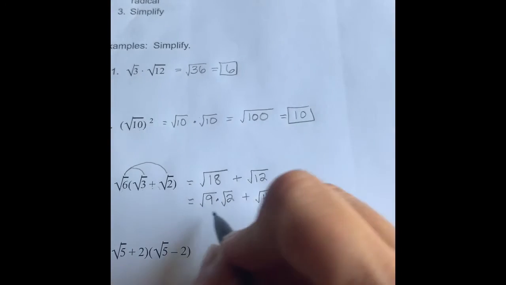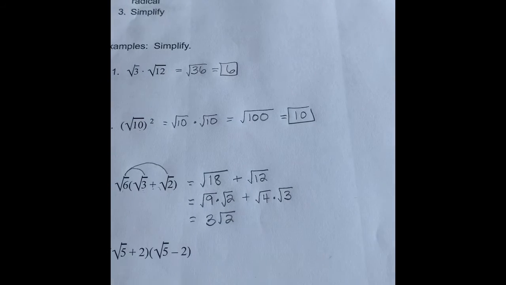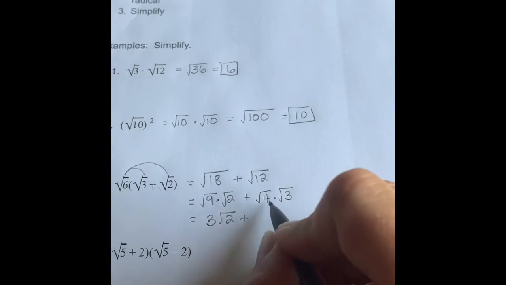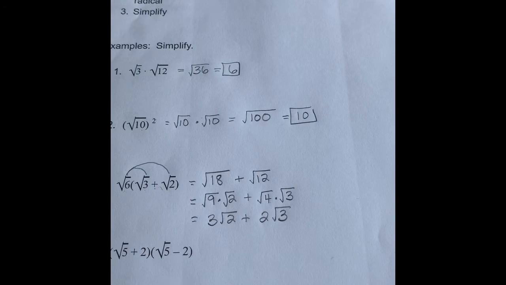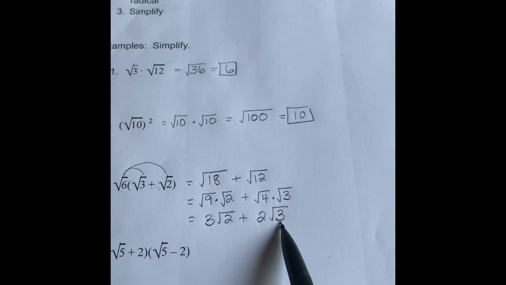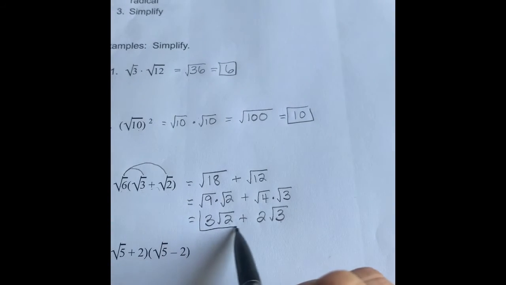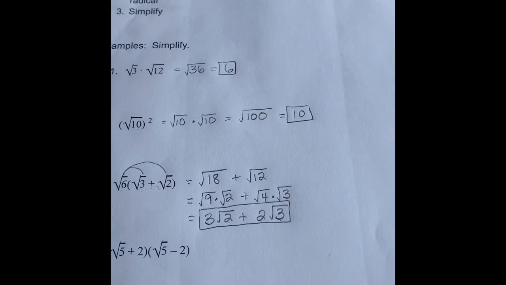We've got the square root of 9, which is 3, so we have 3 square root of 2, plus the square root of 4 is 2, so we have 2 square root of 3. These are still not like terms because this one has a 2 under the square root and this one has a 3. So we cannot simplify this one any further. So 3 square roots of 2 plus 2 square roots of 3 is our final answer.